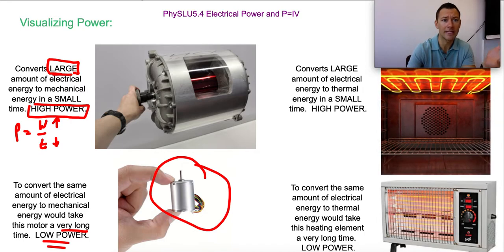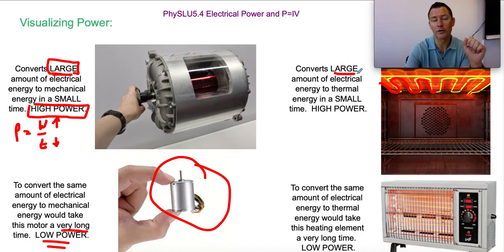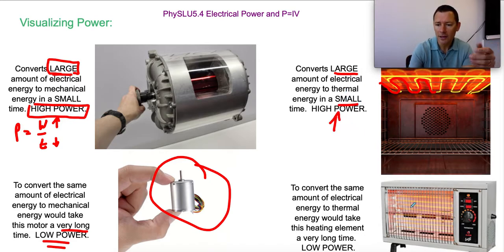Same thing with a heating element. This is like the heating element in the top of your oven. You push electrical energy through it, and it changes the electrical energy to thermal. It can change a large amount of electrical energy to thermal in a small amount of time. Therefore, it's high powered. This little light heater can do the same thing. It can take the same amount of electrical energy and turn it into thermal, but it would take a really long time. So therefore, it's low power. To give you some context.